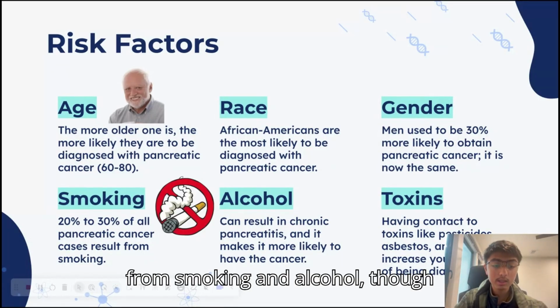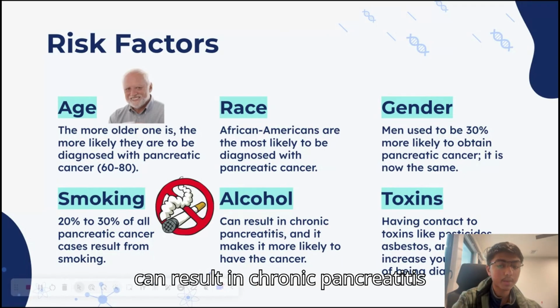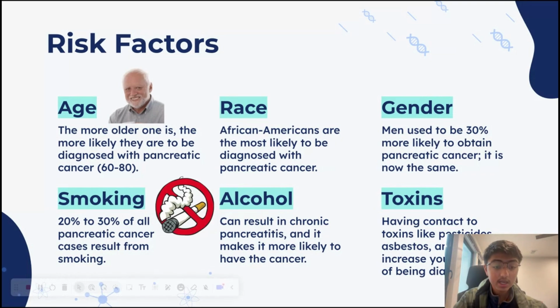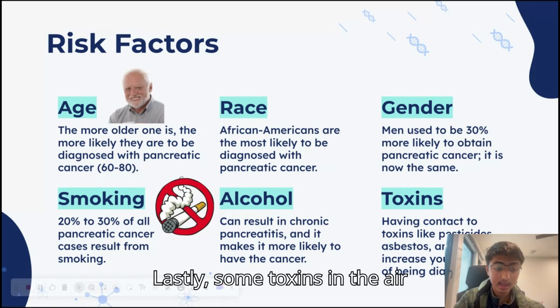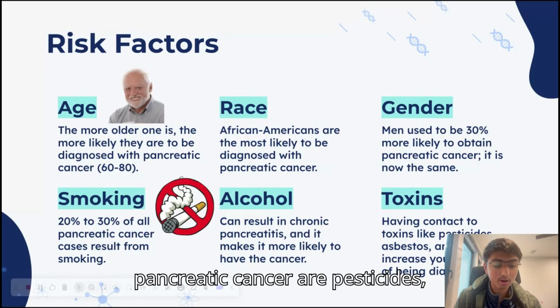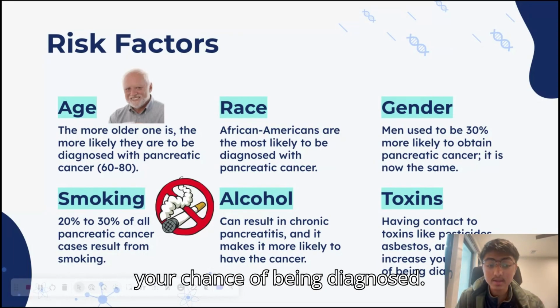And alcohol, though not directly causing pancreatic cancer, can result in chronic pancreatitis, and it is more likely to have the cancer. Lastly, some toxins in the air that might affect your chances of getting pancreatic cancer are pesticides, asbestos, and nickels, as they increase your chance of being diagnosed.